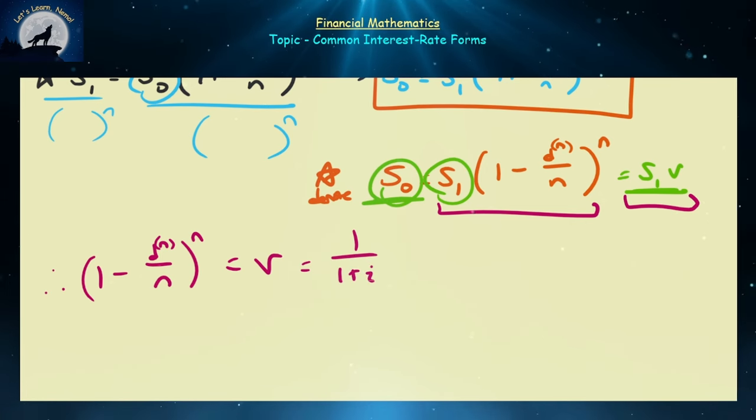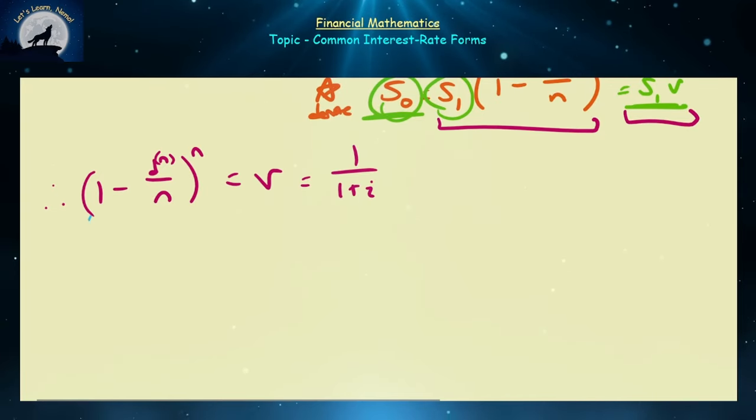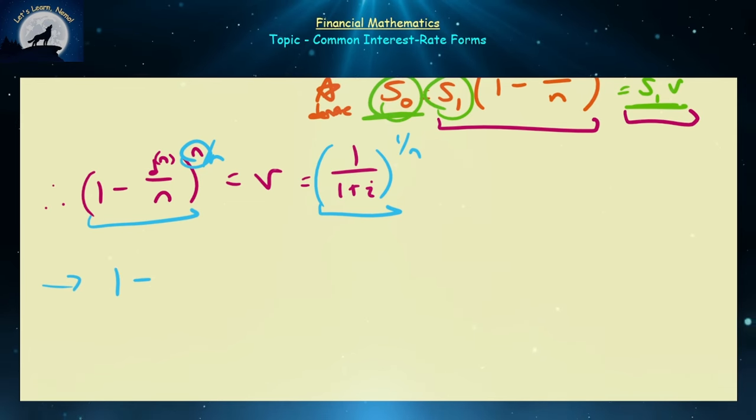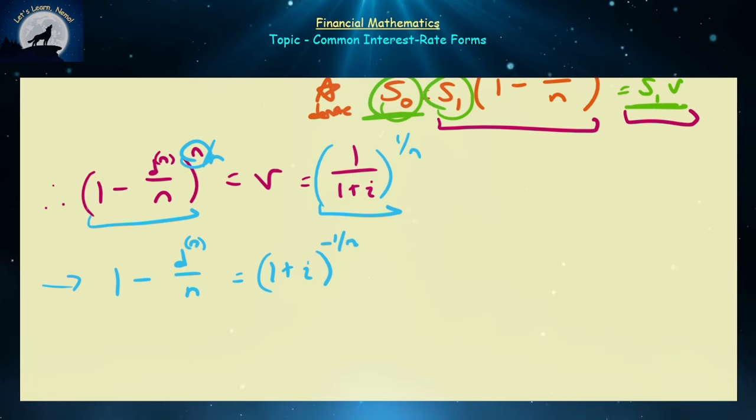So let's see if we can write these in terms of each other. So let's see if we can solve this equation for d(n) and write it in terms of i. So how am I going to do that? So the first thing I'm going to get rid of is this particular power of n. So I'm just going to divide both sides by that power of n, and that's going to give us what? So I'm going to have 1 minus d(n) over n, and that's going to be equal to 1 plus i to the power of minus 1 over n.